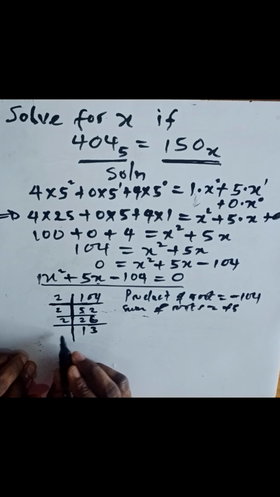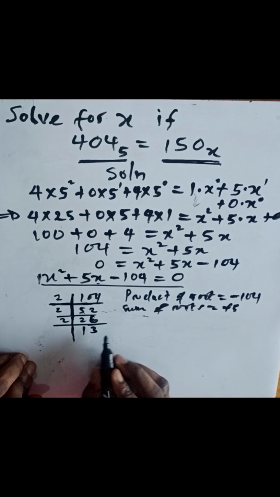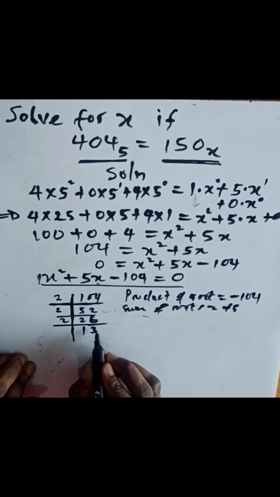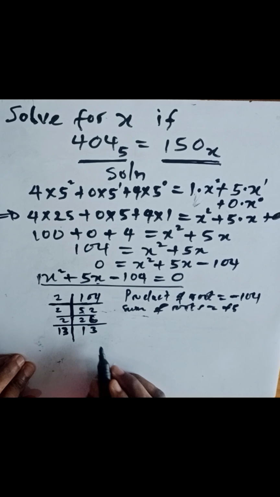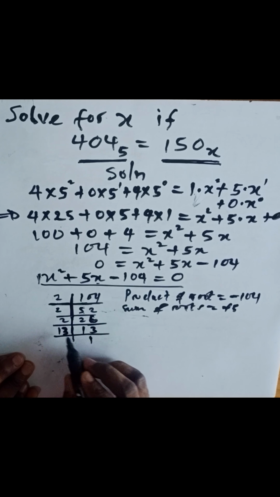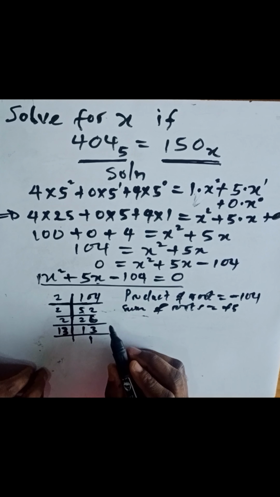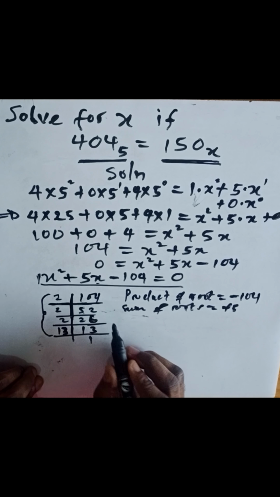Is there any other number that can go here? Yes. The only number that is divisible by 13 here is 13 itself and also 1. So we go for 13. Now, what does this mean? It means that these are all factors of 104.